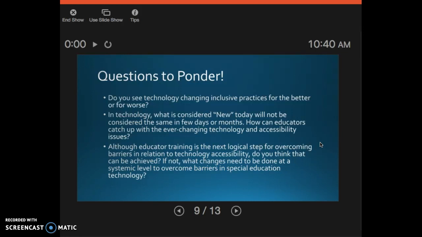In technology, what is considered new today will not be considered the same in few days or months, as we talked about earlier. How can educators catch up with the ever-changing technology and accessibility issues? Although educator training is the next logical step for overcoming barriers in relation to technology accessibility, do you think that can be achieved, and is it feasible? Can teachers take it all in just by training teachers? Do you think it's going to happen, or do you think what changes need to be done at a systemic level to overcome barriers in special education technology?